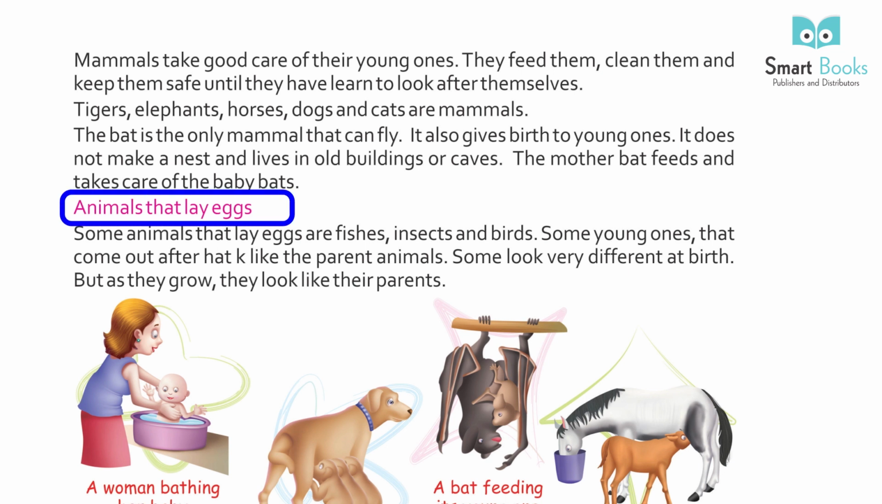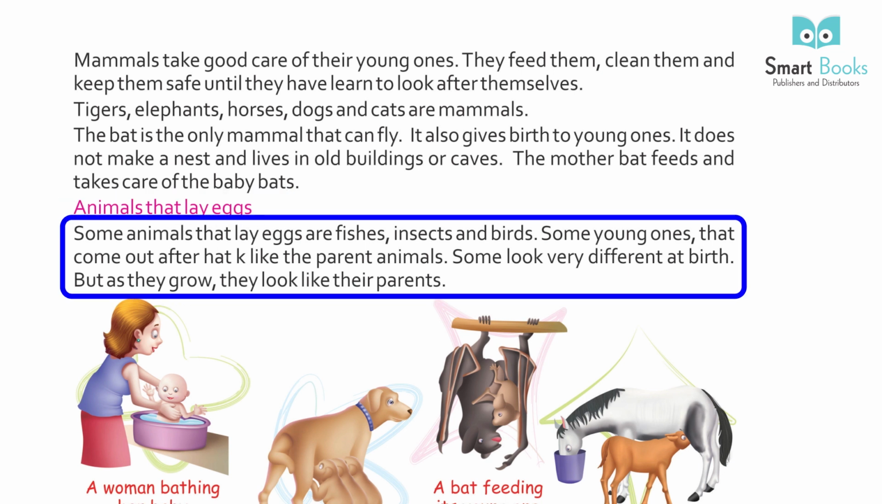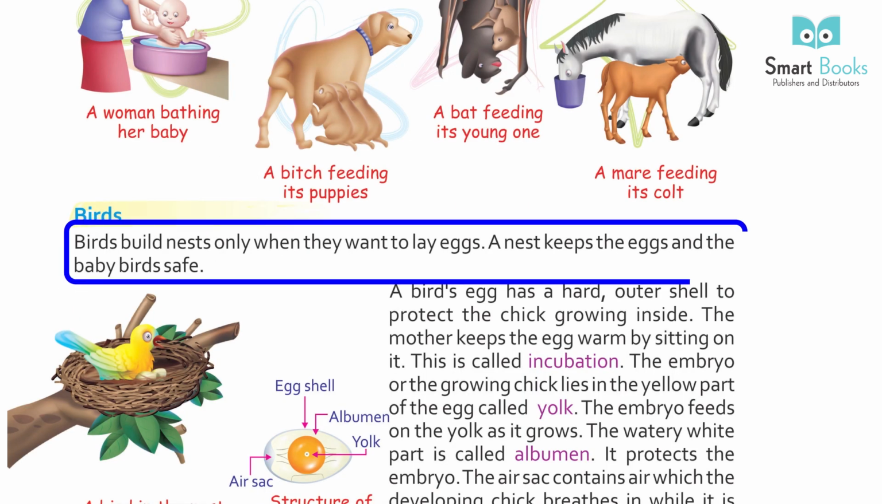Animals that lay eggs. Some animals that lay eggs are fishes, insects, and birds. Some young ones that come out after hatching look like their parent animals. Some look very different at birth, but as they grow they look like their parents. Birds build nests only when they want to lay eggs. A nest keeps the egg and the baby bird safe.